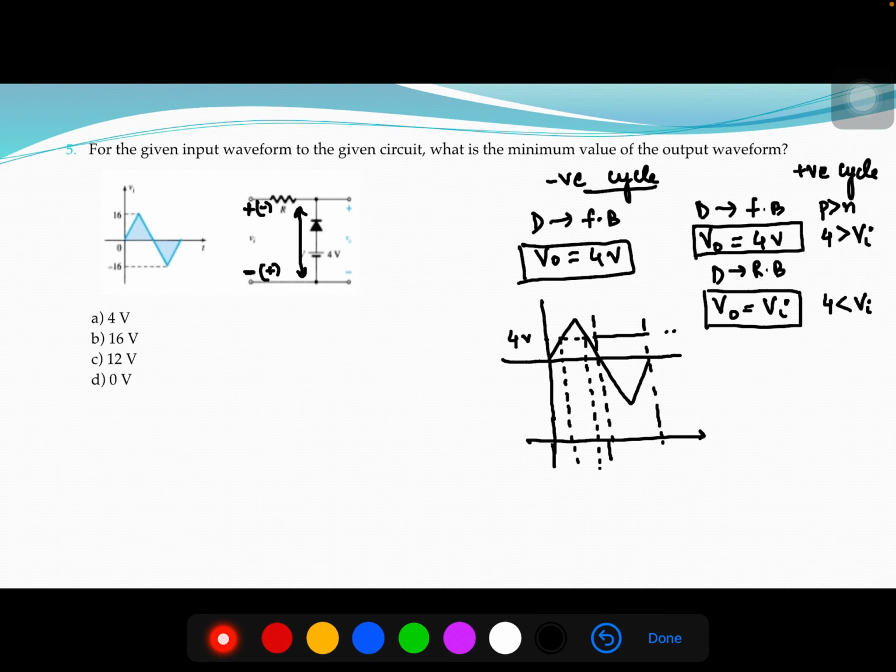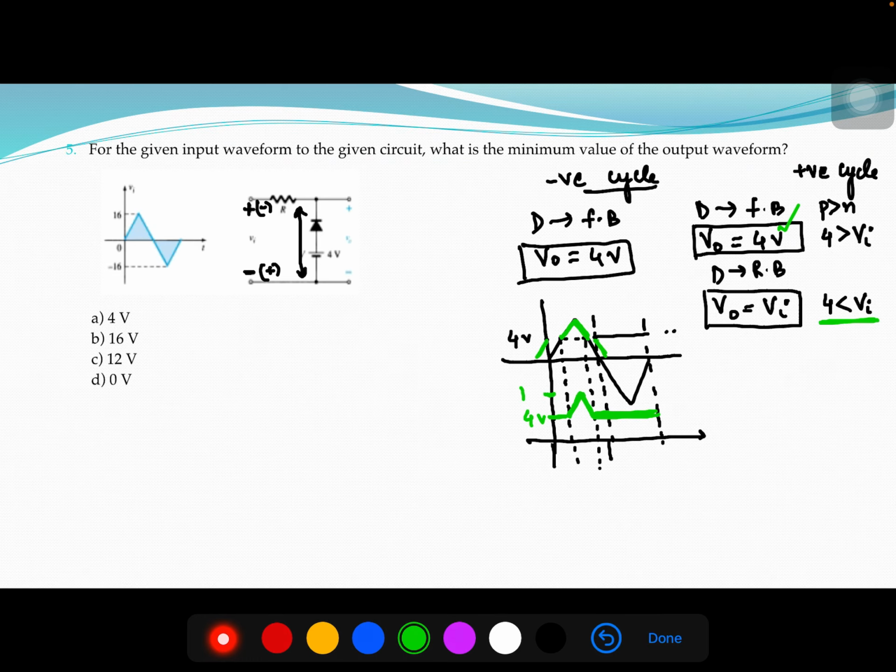As you can see, this is the middle portion where VI is greater than 4, and when VI is greater than 4, your answer is VI. So draw it similar to the VI, as drawn above. In the other portion, where VI is less than 4, the output is 4 volt and it is a constant value. How do you draw the graph of a constant value? It's a straight line. And for the negative cycle, it is the whole 4 volt.